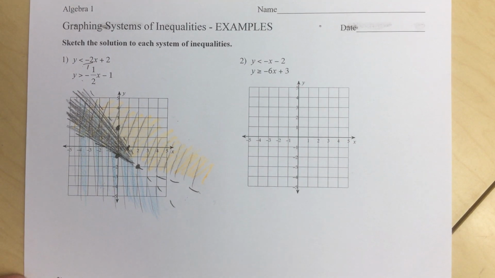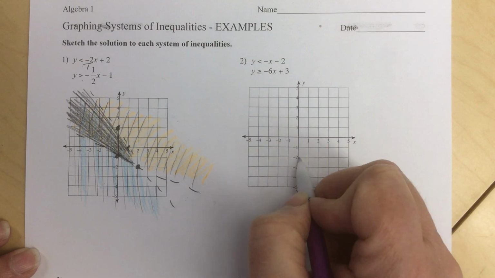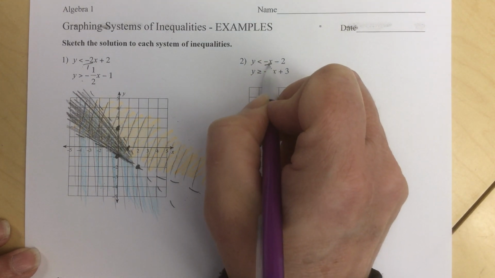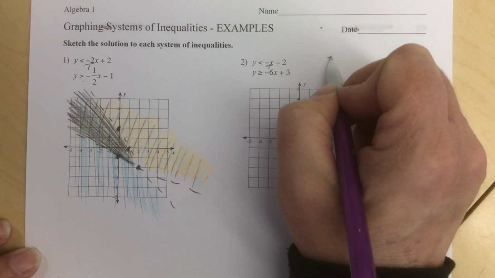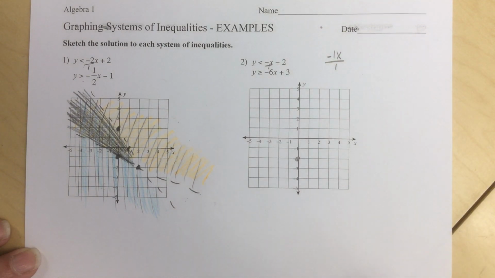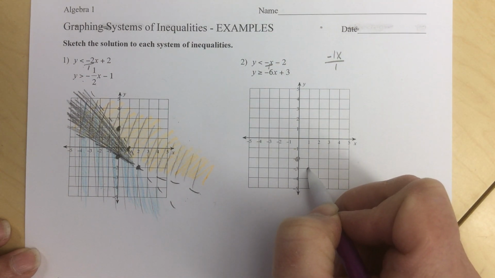So for example number 2, we're going to graph the top line. So you're going to go down to -2 and draw a dot. The slope on that is -1/1, and it's kind of small there. It's -x. Remember, that means -1/1. So from this point, I'm going to go down 1/1.